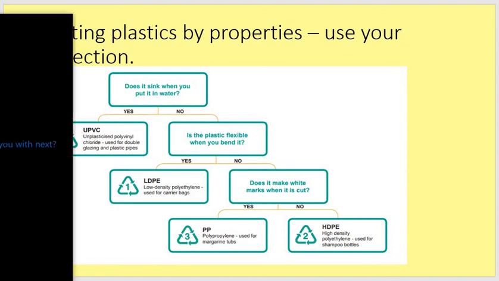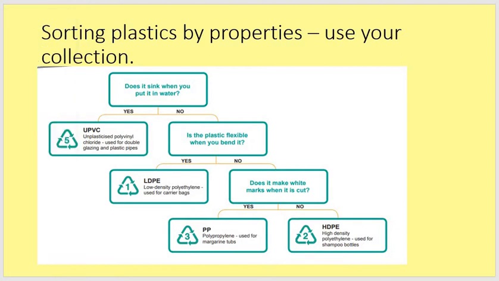When you've done that, you need to check, is the plastic flexible when you bend it? That means it will bend without resisting. If it is flexible when you bend it, then it's LDPE, low density polyethylene. That's used for carrier bags. That would make sense. We know that they are flexible. If it's a no, then you carry on down the sorting tree.